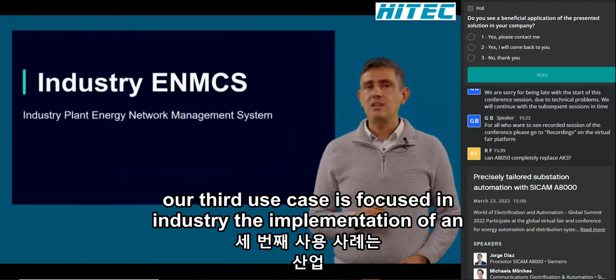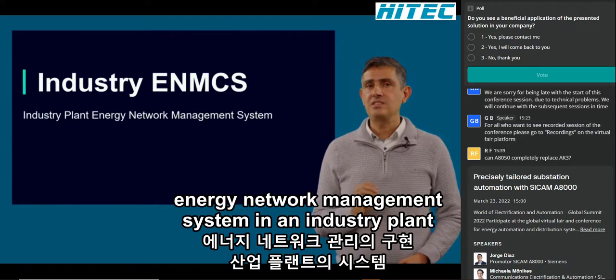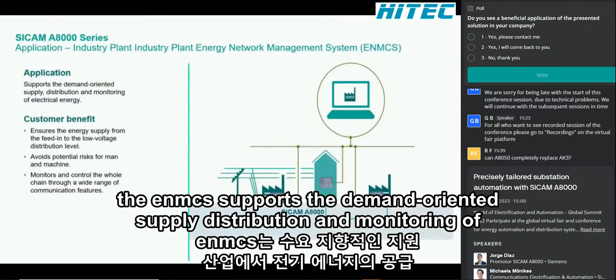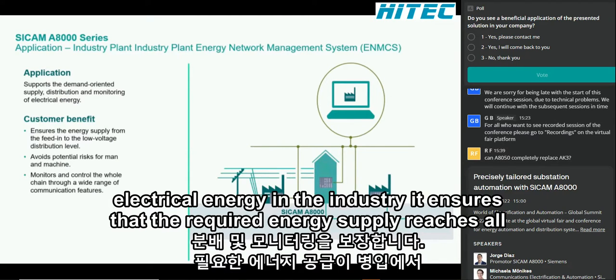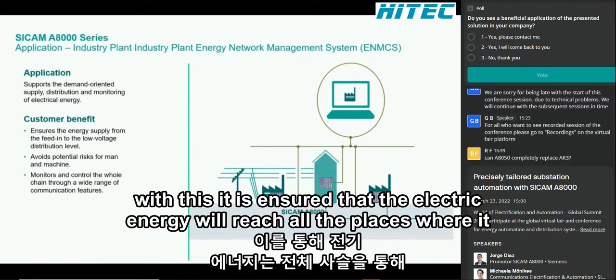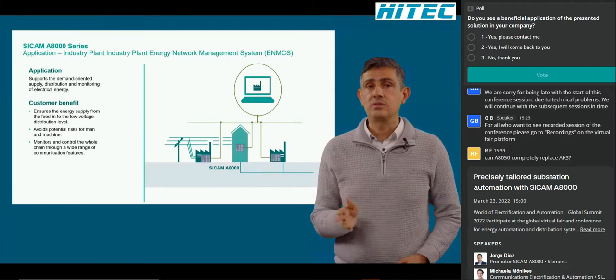Our third use case is focused in industry, the implementation of an energy network management system in an industry plant. The ENMS supports the demand-oriented supply, distribution, and monitoring of electrical energy in the industry. It ensures that the required energy supply reaches all relevant consumers from the feed-in to the low-voltage distribution level. With this, it is ensured that the electric energy will reach all the places where it is needed through the whole chain, from the feed-in to the low voltage.